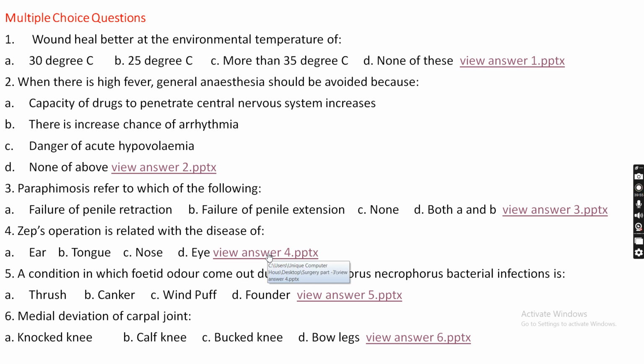Question number 5. A condition in which fetid odor comes out due to Spherophorus necrophorus bacterial infection is: option A thrush, option B canker, option C wind puff, option D founder. The right answer is option A, that is thrush.